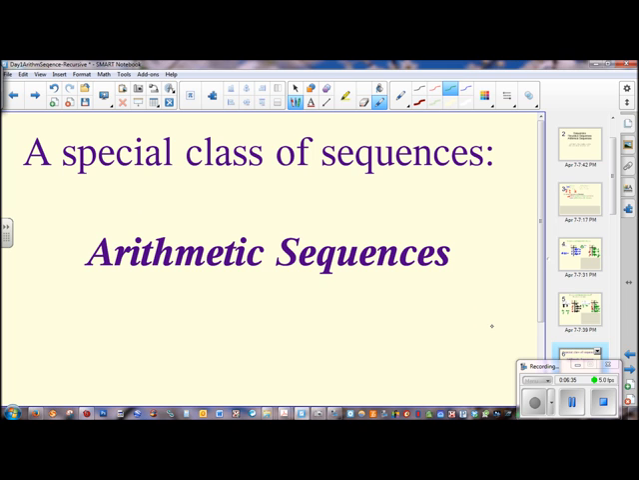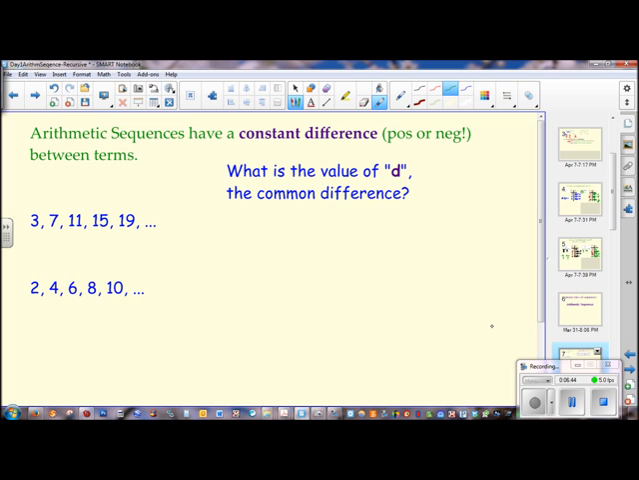At this point, we're going to move on to a special class of sequences called arithmetic sequences. And it is simple arithmetic. When you think about the word arithmetic, it will be simple arithmetic in being able to calculate these, but there's going to be a couple of things you're going to have to memorize. First of all, an arithmetic sequence will have a constant difference. And when we say difference, it doesn't have to be negative. It can be a positive or a negative number.